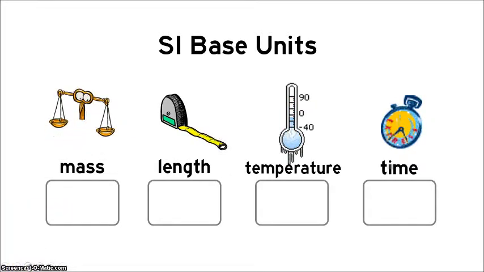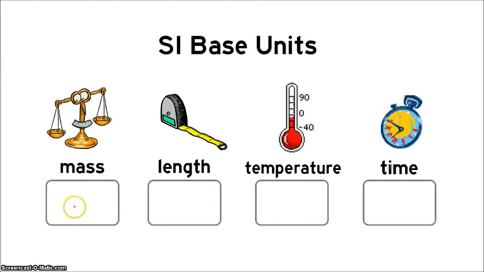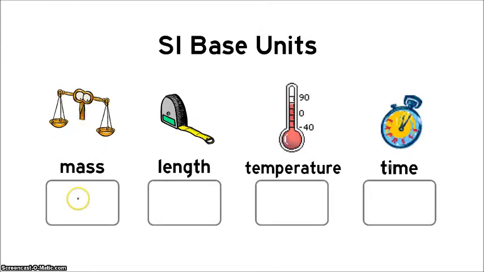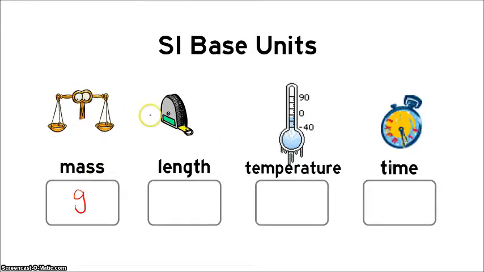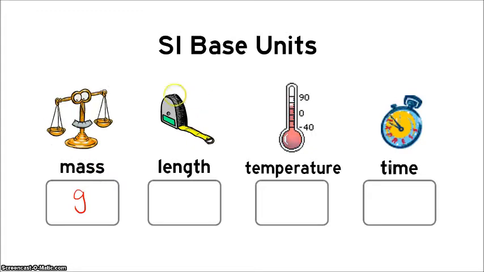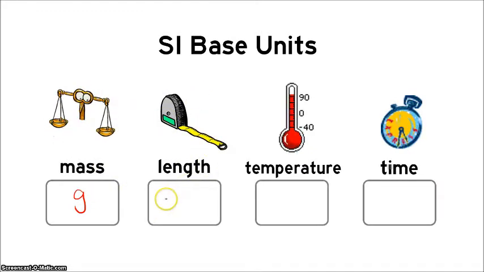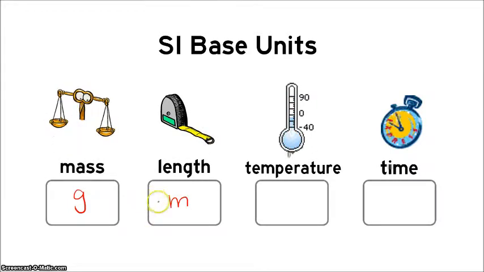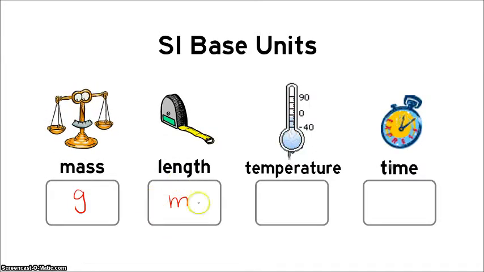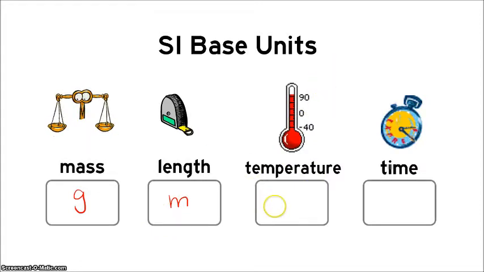The SI base units. What's the base unit for mass? Which is kind of like weight, but without the gravity or force component. Mass is measured in grams. And grams is designated by a lowercase g. Length is measured in meters. That's the base unit. Meters, which is designated by a lowercase m.